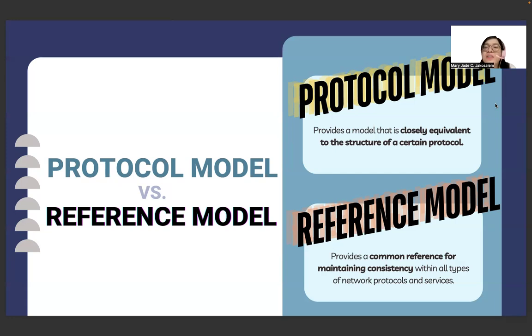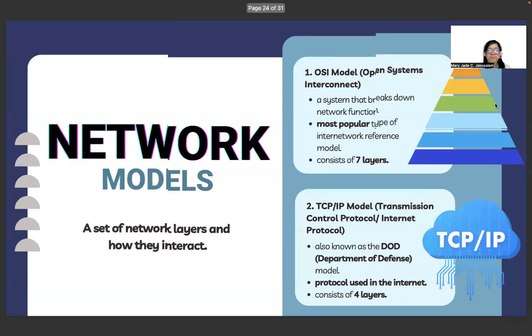Meanwhile, a reference model provides a common reference for maintaining consistency within all types of network protocols and services. This time the reference model is not modeled exactly based on a protocol, but rather is more of a standard. This model wants to be, as much as possible, applicable to all types of scenarios so that it can maintain consistency. That's why it's a common reference for everyone. So that's a reference model.